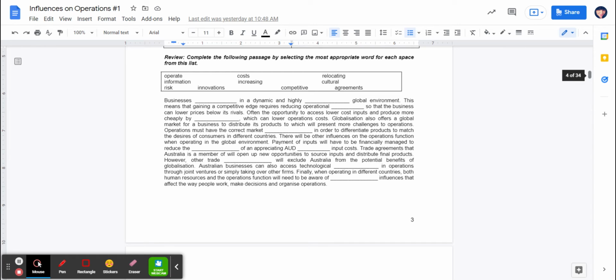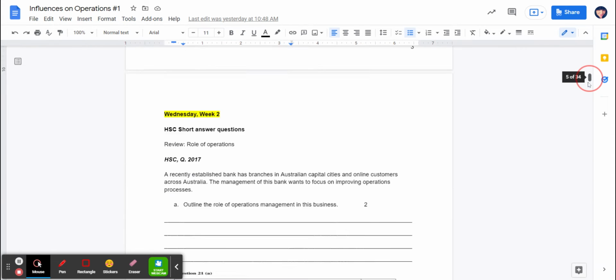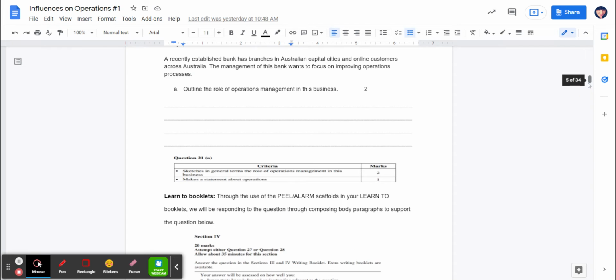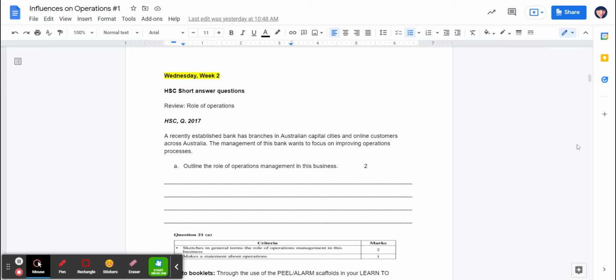To begin this, have a go at reviewing the role of operations by completing this short activity. Then, I would like you to apply your knowledge of the role of operations to this past HSC question, which comes from the 2017 paper. The question states, a recently established bank has branches in Australian capital cities and online customers right across Australia. The management of this bank wants to focus on improving operations processes. The question states, outline the role of operations management in this business.